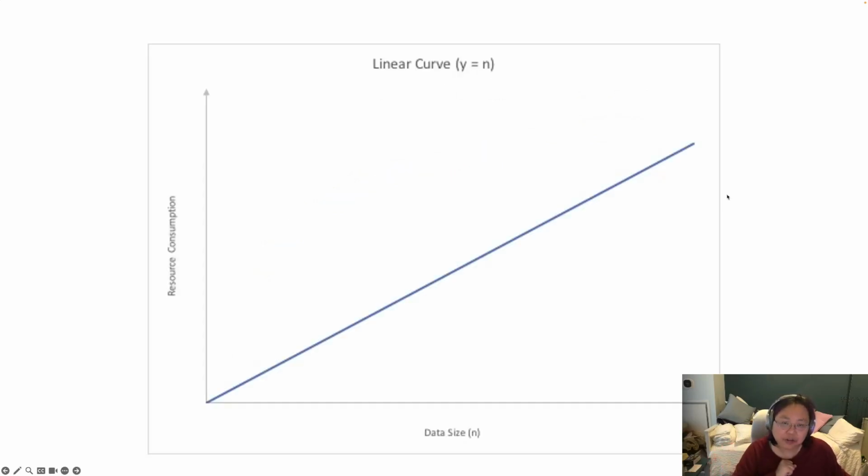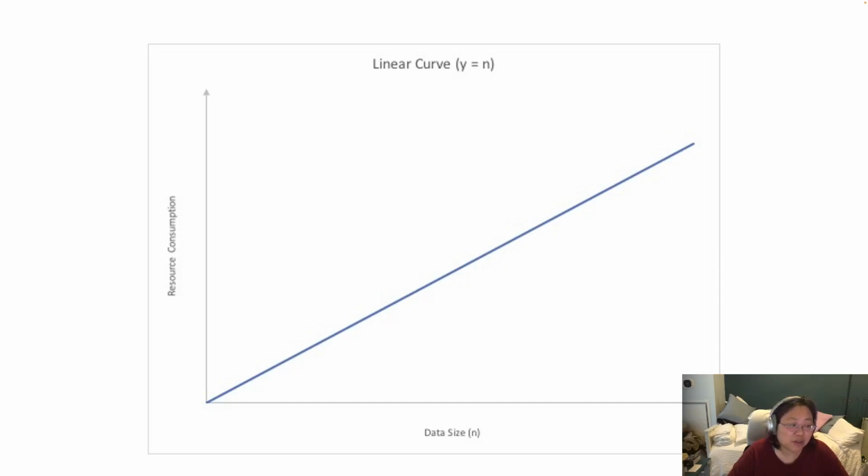This is the linear curve. I know it doesn't look curvy at all, it's a straight line. The linear curve describes what you would normally think is the normal behavior as your data grows. If you grow by 1 unit of data, it would take one extra unit of resource. So that's linear. But actually, not everything grows linearly. A lot of things don't. This curve describes a lot of different things, but certainly not everything.